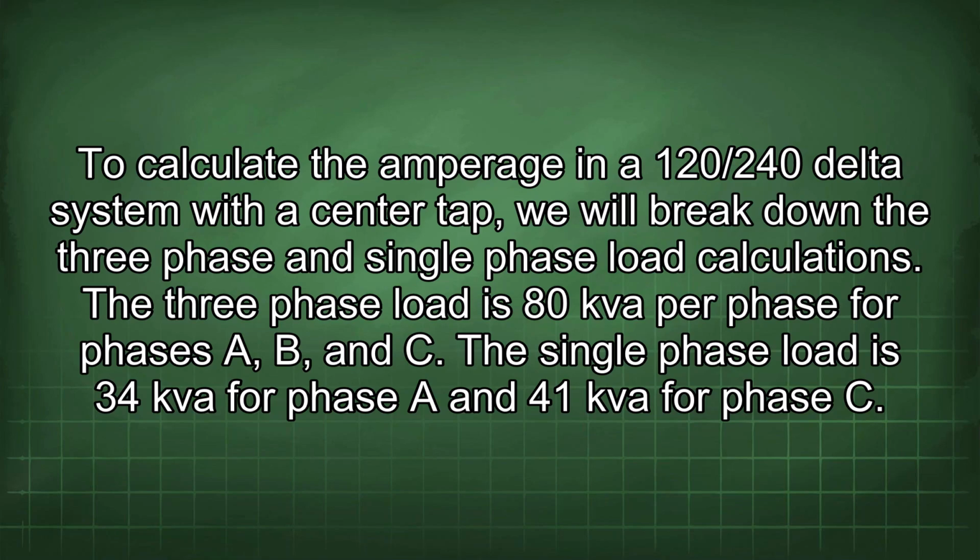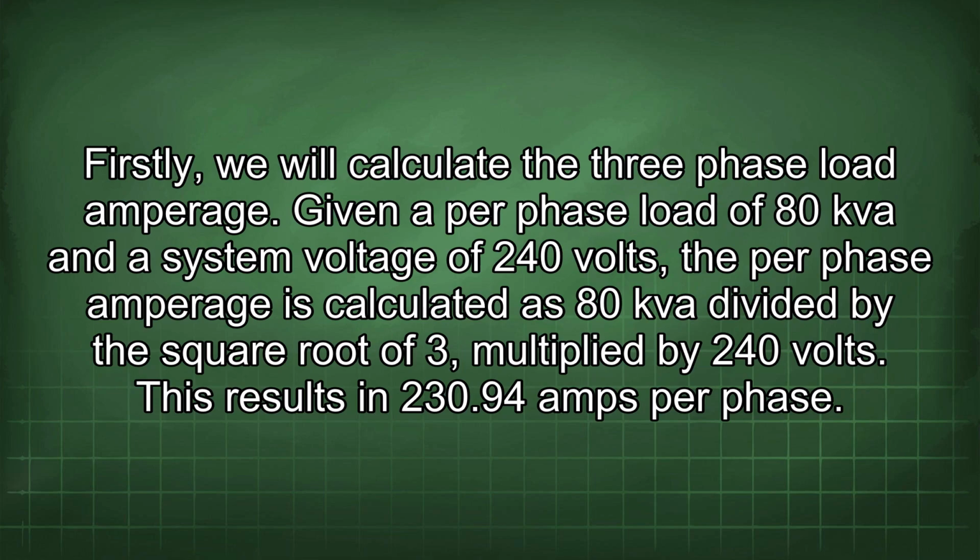Calculate the amperage in a 120/240 delta system with a center tap. We will break down the three-phase and single-phase load calculations. The three-phase load is 80 kVA per phase for phases A, B, and C. The single-phase load is 34 kVA for phase A and 41 kVA for phase C. Firstly, we will calculate the three-phase load amperage.